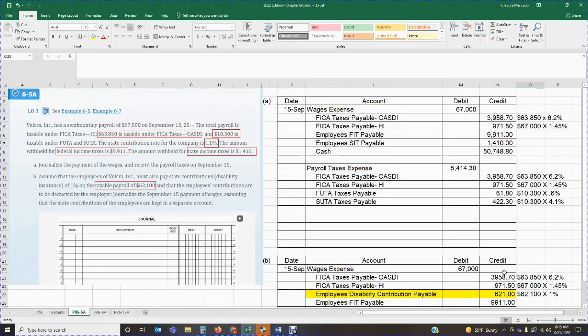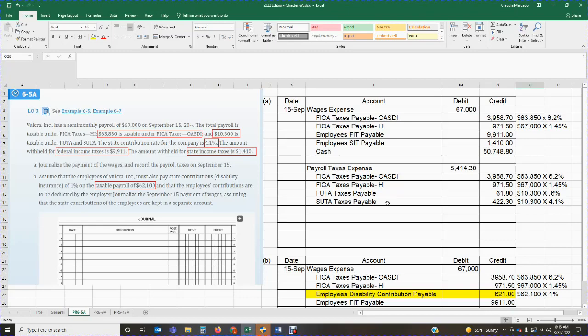Remember, the first entry is always used to record your actual payment of wages. This is where we withhold money from our employees' paychecks. The second entry is to record the payroll taxes that the company is responsible to pay for having those employees. So on top of having to pay you for your wages, whatever I told you I was going to pay you, I also have to pay taxes on those wages. So I have to pay OASDI, HI, FUTA, and SUTA.